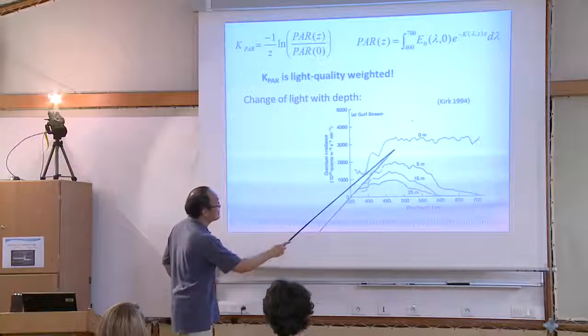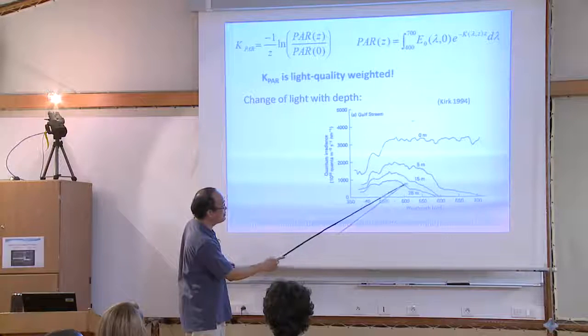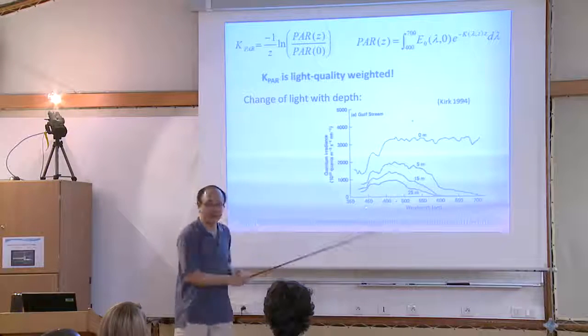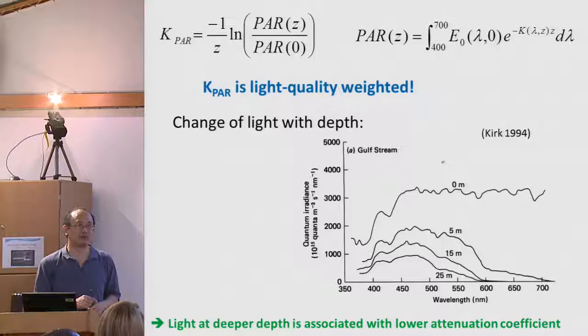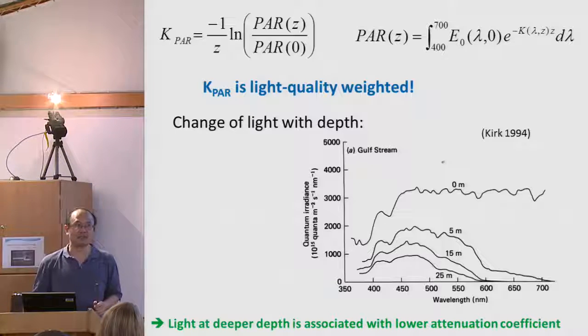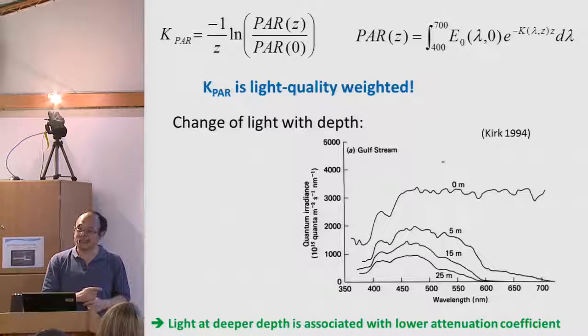This is surface light. It's more like white light. But get deeper, so 25 meters, all the photons are narrowed to this band, this range of wavelengths. So the light quality changes with depth. That's why this K par Z is not a constant with the increase in depth. I'm assuming the same homogeneous water body. For a homogeneous water body with increased depth, the K par Z is not a constant. That's a simple optical phenomenon, okay?